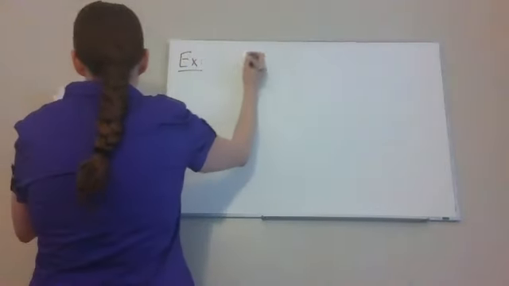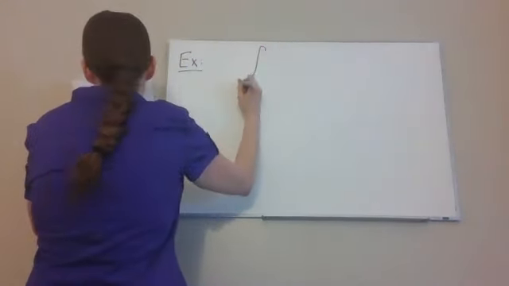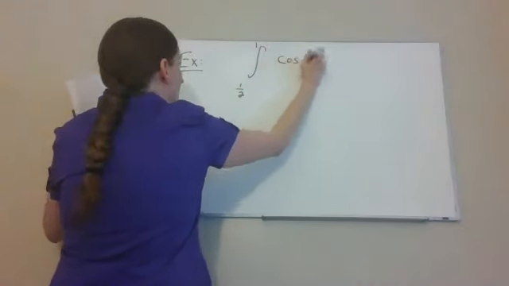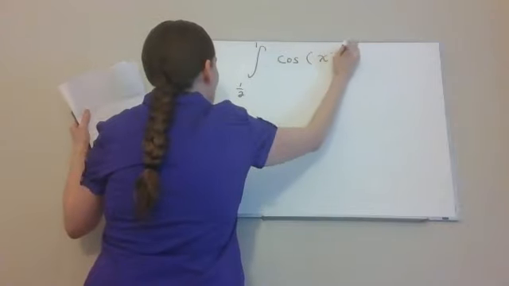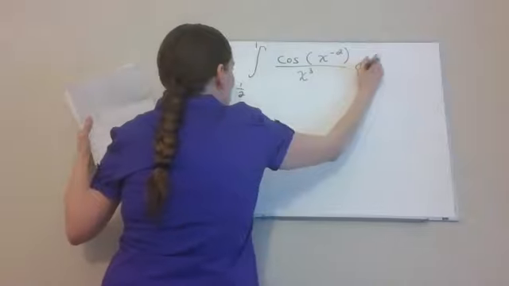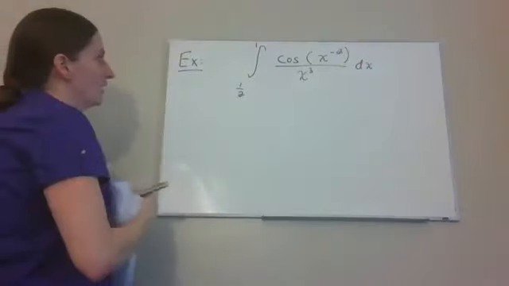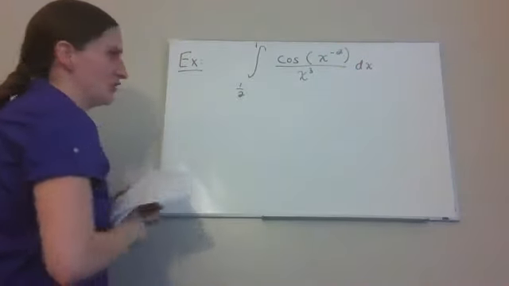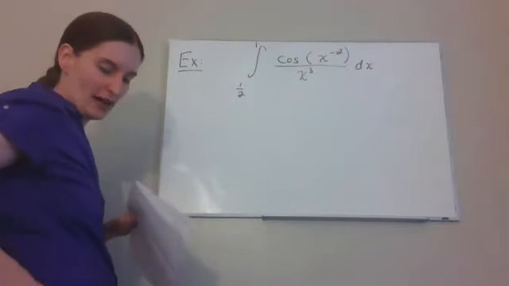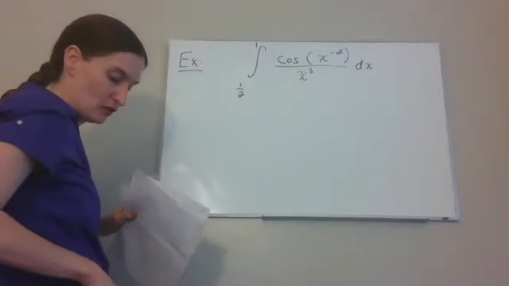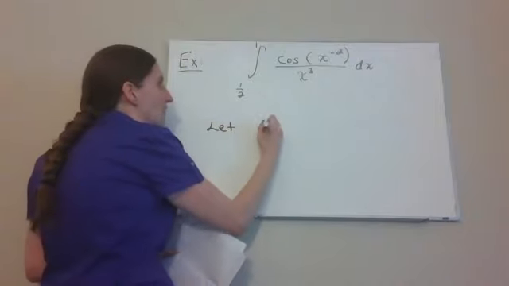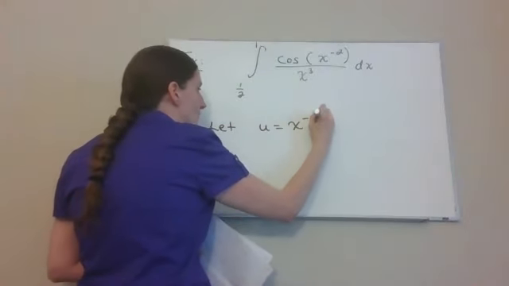So our next example, let's do the definite integral from 1/2 to 1 of cosine of x to the negative 2 over x cubed dx. So the first thing I notice is I really do not like that x to the negative 2 inside my cosine. I'm going to try to hide that inside of my substitution. So let's let u equal x to the negative 2.